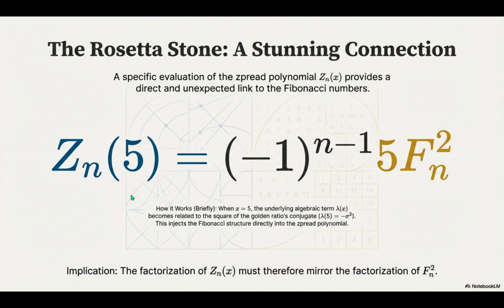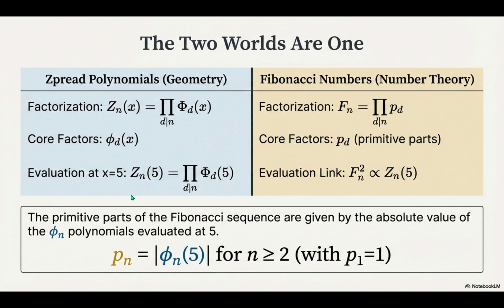Exactly. The primitive parts are just the result of evaluating those core algebraic factors, Phi_n of x at x equals 5. It's just Pn equals the absolute value of Phi_n of 5. Let's do a couple of examples because this really makes it click. Let's take F6, which is 8.